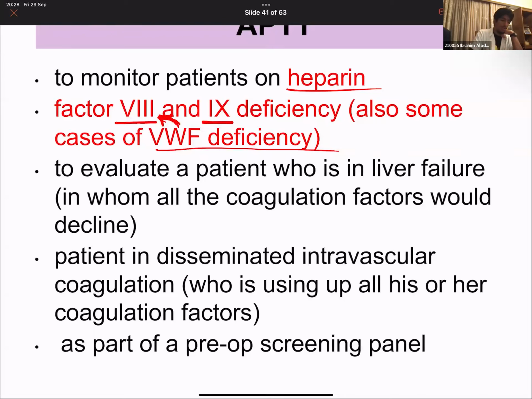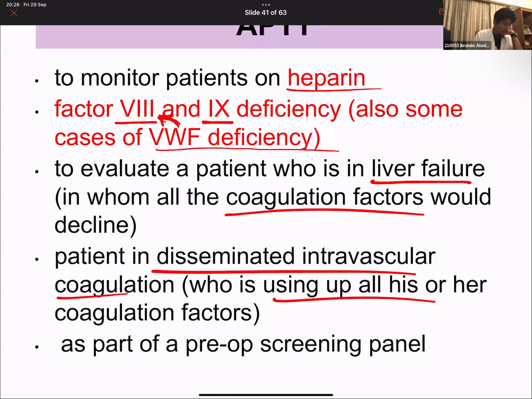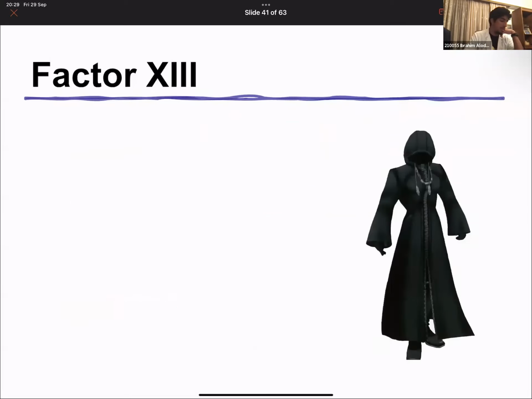So again, APTT also evaluates patients in liver failure, where all their coagulation factors would be decreased, patients in DIC who are using up all their coagulation factors, and before surgery. Same as the other thing.